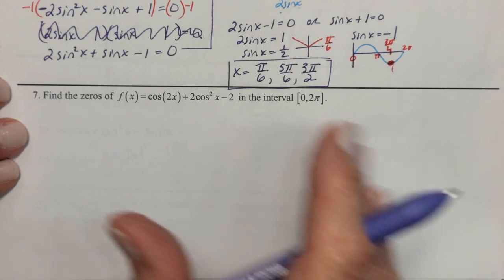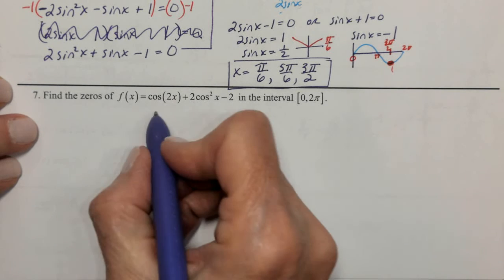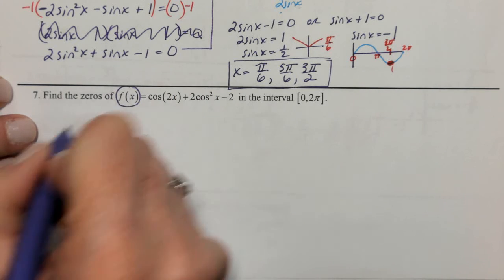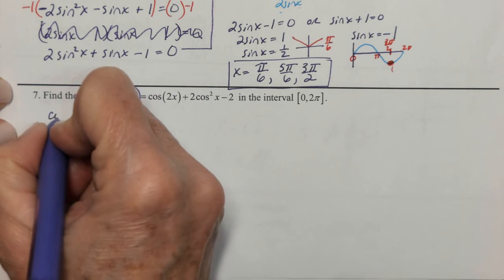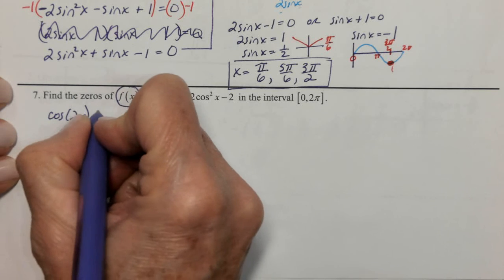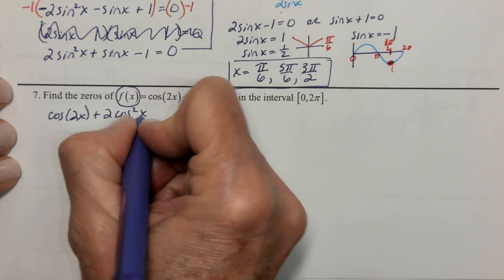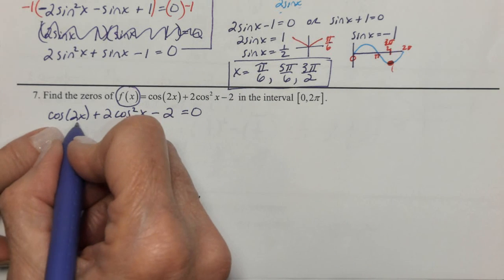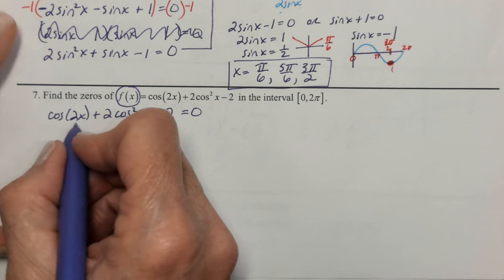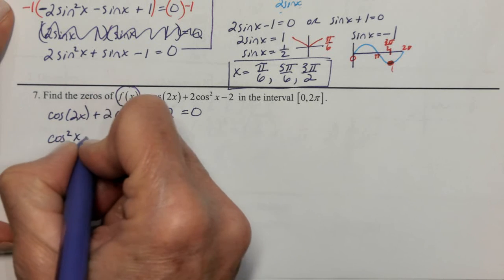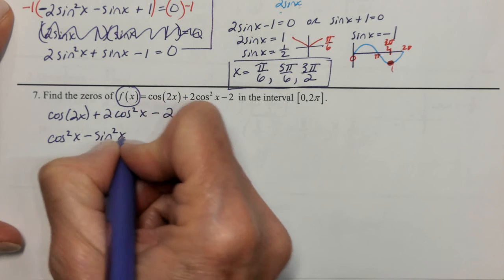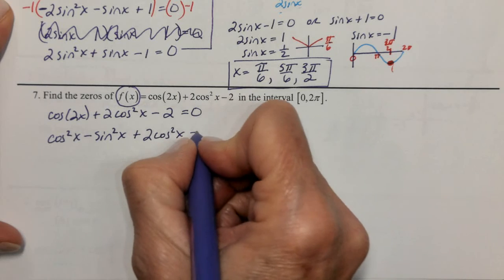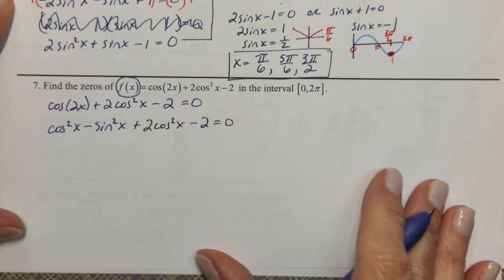Okay, one more example here. Find the zeros of this equation. So zeros mean we're putting 0 in for y. So we're going to have cosine of 2x plus 2 cosine squared x minus 2 is equal to 0. I'm going to change cosine of 2x to cosine squared x minus sine squared x. I have this plus 2 cosine squared x minus 2 is 0.